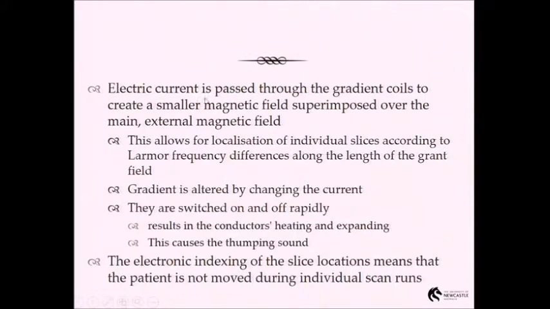So as I said, an electric current is passed through the gradient coil to create a smaller field at one end versus the other. It's superimposed over the main field, which allows for localization of individual slices according to the Larmor frequency. So depending on what the strength of the magnetic field is along the bore will allow you to collect slices based on the fact that each slice along the body has experienced a slightly different magnetic field to its neighbour. So the gradient is altered by changing the current.